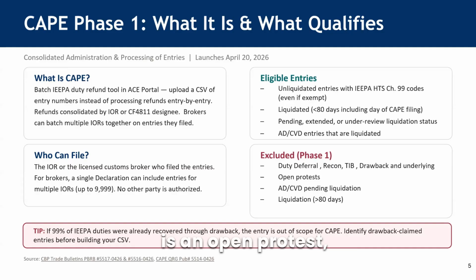If you have an entry that is an open protest, it can't go on CAPE phase one. AD/CVD entries that are pending liquidation can't go on CAPE phase one. Any entries liquidated more than 80 days can't go on phase one. So those are the things I want you to be very aware of. The trade community is fighting. You see that tip on the bottom that even if you've gotten 99% of your IEEPA duties back through drawback, it's out of scope for this phase of CAPE, but believe me, the trade community is up in arms and is really pushing CBP hard to get that other 1% back of unconstitutional duties, which you should. We all are fighting. So stay tuned for a future phase.